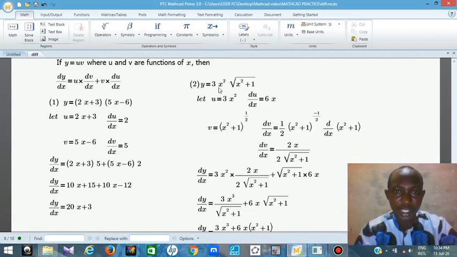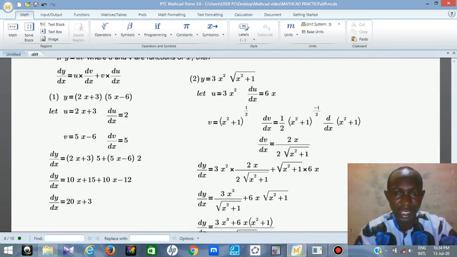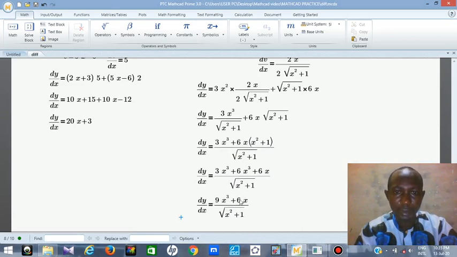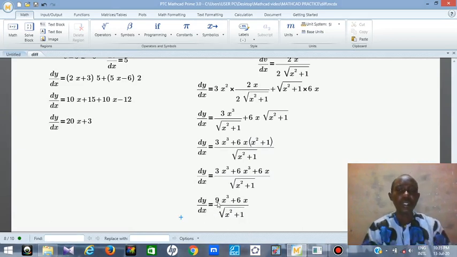In a situation like this, there's no way 3x squared can multiply the square root. It's not possible in mathematics. But with product rule, you can see how we solved it down and got the answer, which is 9x raised to the power 3 plus 6x over square root of x squared plus 1. So take note of all we did today.